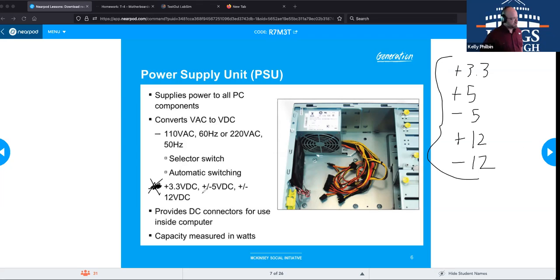See, so you have the plus and the minus over here. So that gives you two different voltages. You have the positive and then the negative. Good question, though. Any other questions?